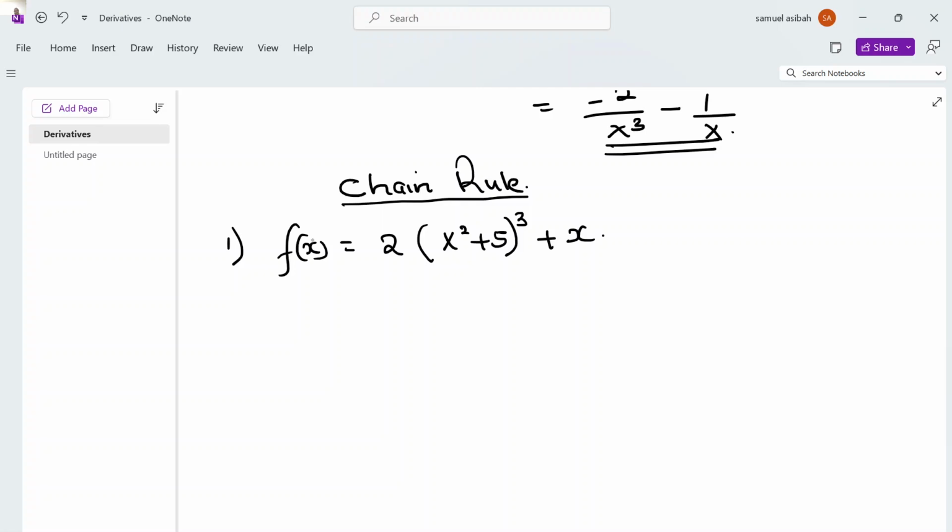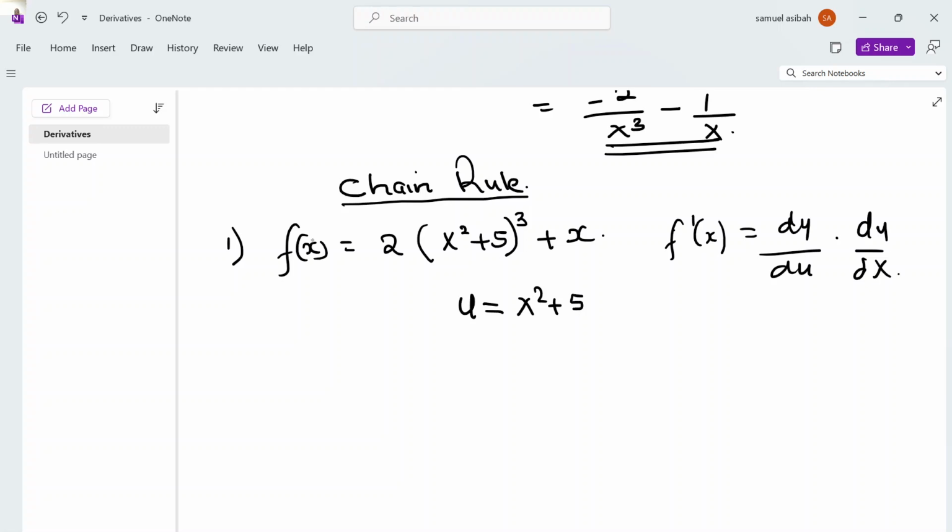Now, using the chain rule, given a function of that nature, when we are differentiating, we'll have to get dy over du, then du over dx, which is very simple. So in the first case, a student has to identify what is the u. So I'm taking my u to be x squared plus 5. You see, x squared plus 5.